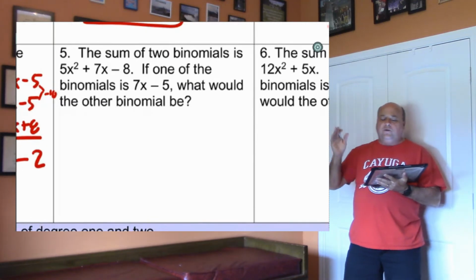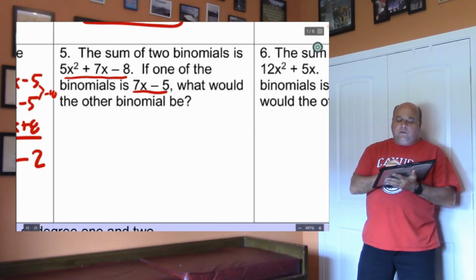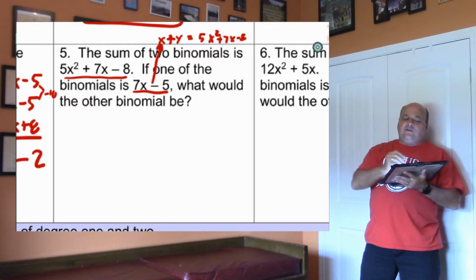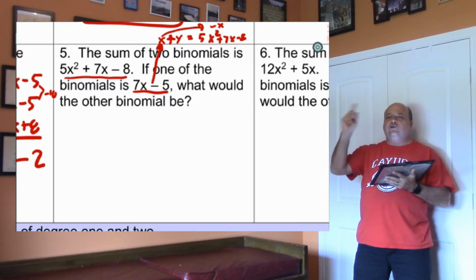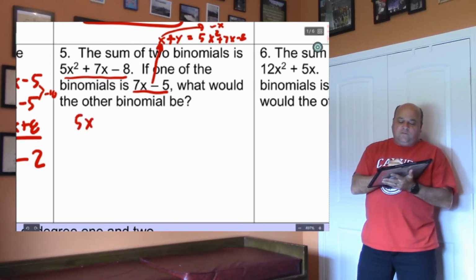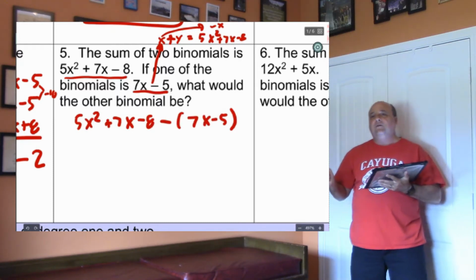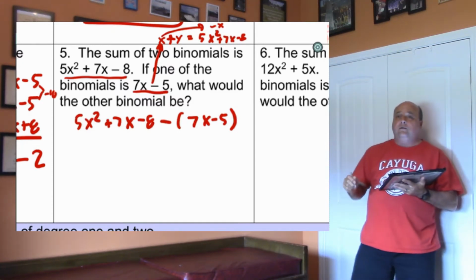On the next one right here, these two are the same. I'm just going to do one of them. The sum of two binomials is this, and one of them is this. So basically, x plus y equals 5x squared plus 7x minus 8, and this right here is going to be my x. So if I add two things up, I get the 5x squared, okay? To get the y, I would have to take this and subtract it across one. So I'm going to subtract the two terms to get the other one. I'm going to do 5x squared plus 7x minus 8, and I'm going to subtract the 7x minus 5. So I'm going to add up two things to get that big polynomial, and to get one of them, I'm going to subtract, okay?